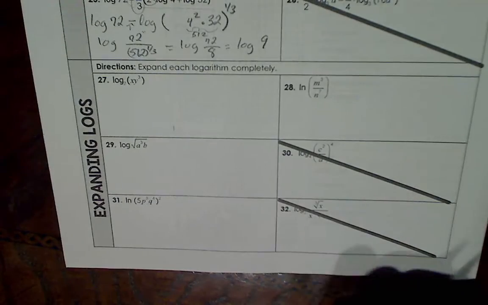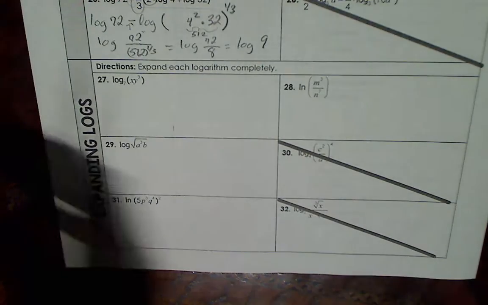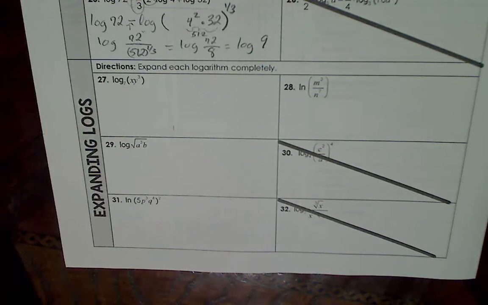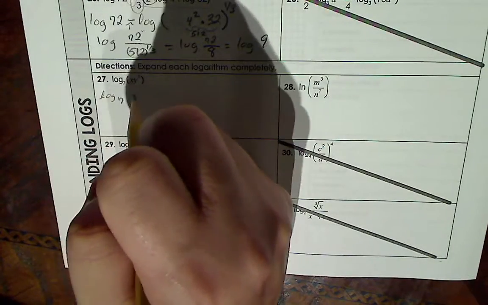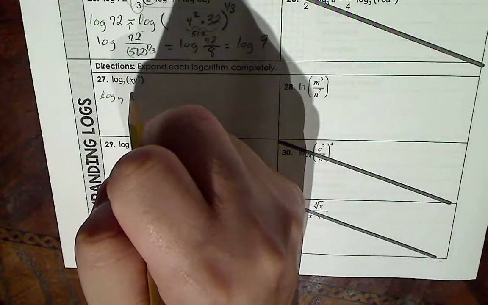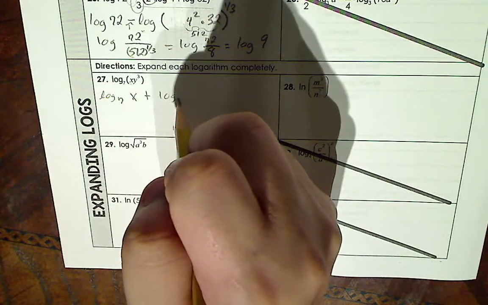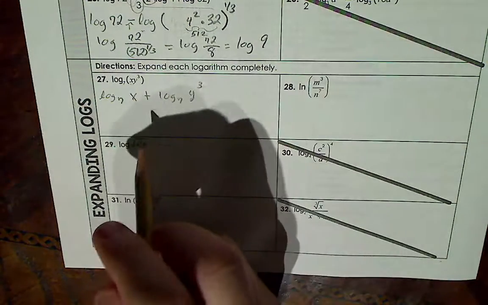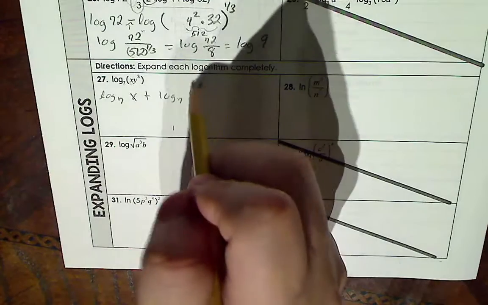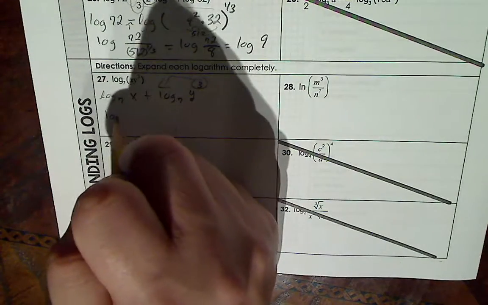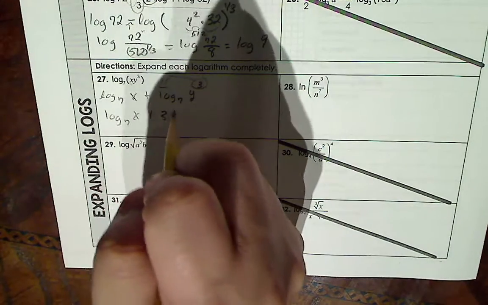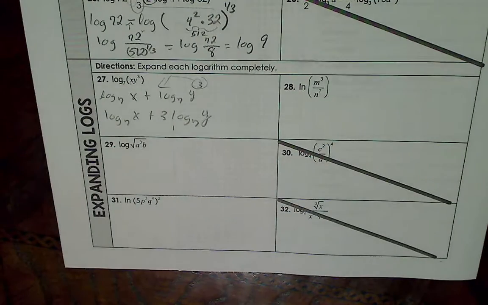In expansion, I always think expansion is a little bit easier, truthfully. I want to basically rewrite this with addition, subtraction, and coefficients instead. So this is multiply, so I'm going to rewrite this first as log base 7 of x plus log base 7 of y cubed. And then because of this, I'm going to move this to the front, so it becomes log base 7 of x plus 3 log base 7 of y. Kind of like that.